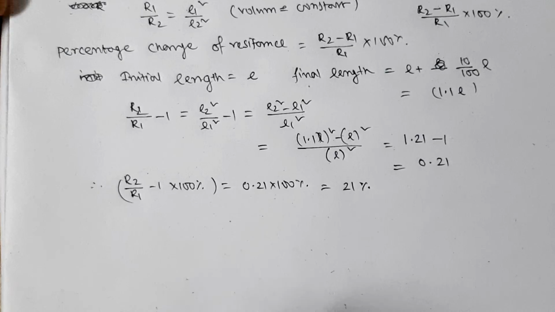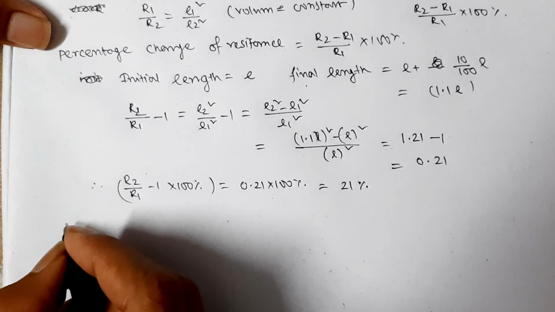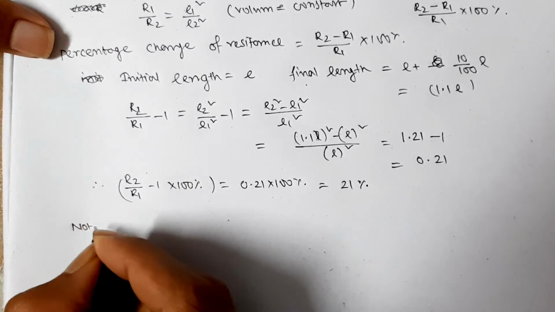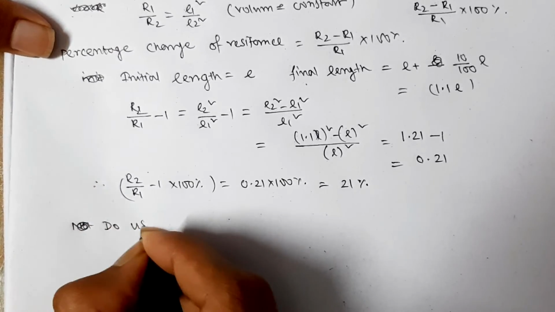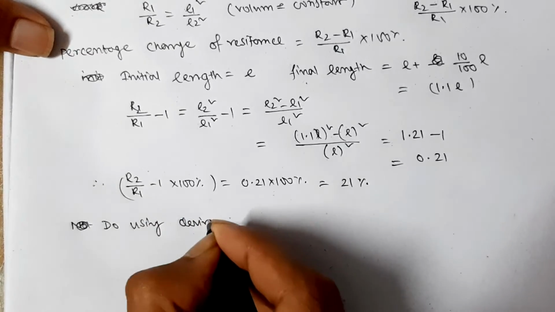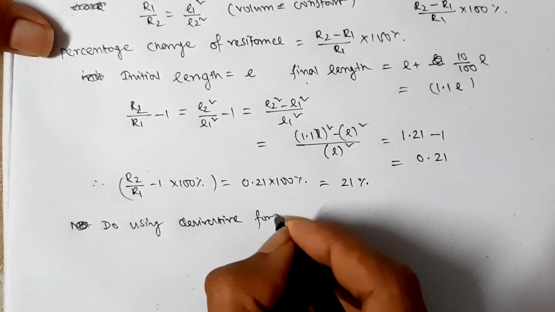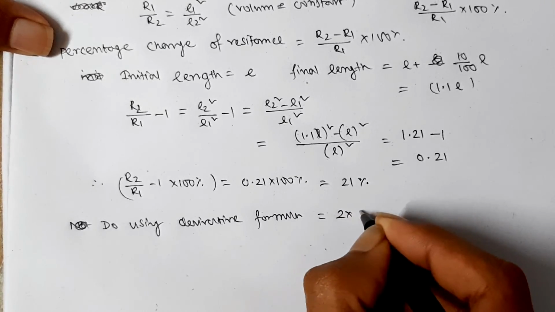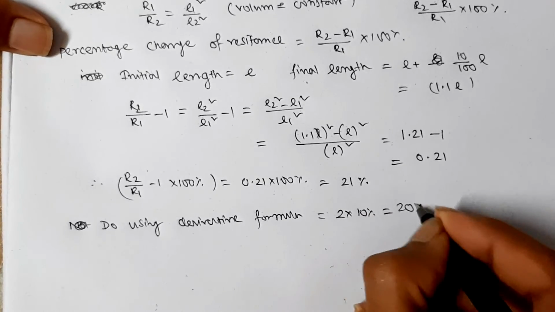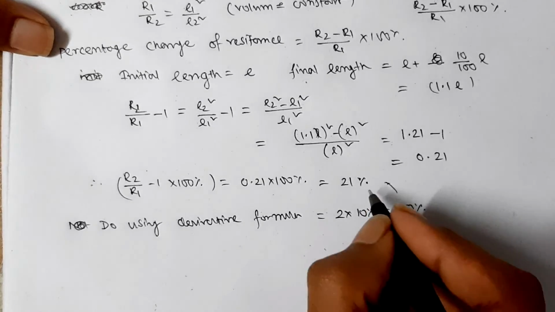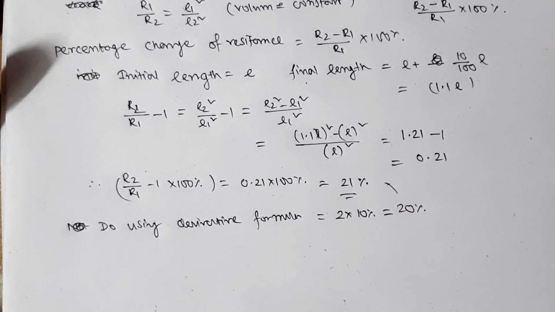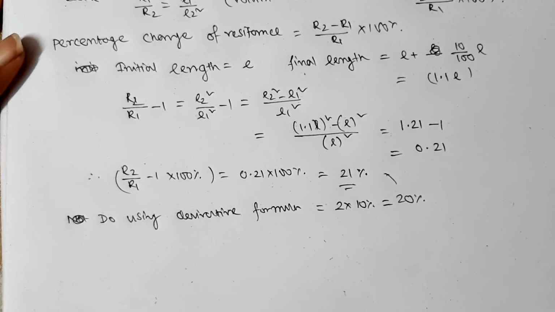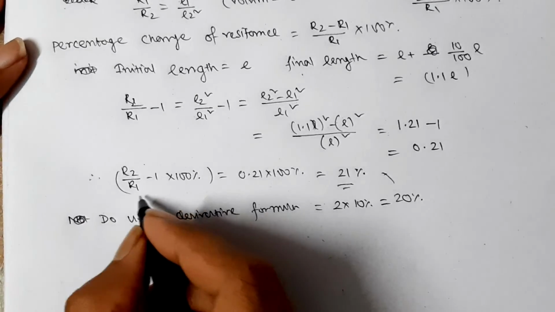So if we do this math using the derivative formula, then we get 2 into 10%, which is equal to 20%. That is not the same value, so the accurate value is 21%. So if the stretch is more than 4%, then we use this formula. Okay.